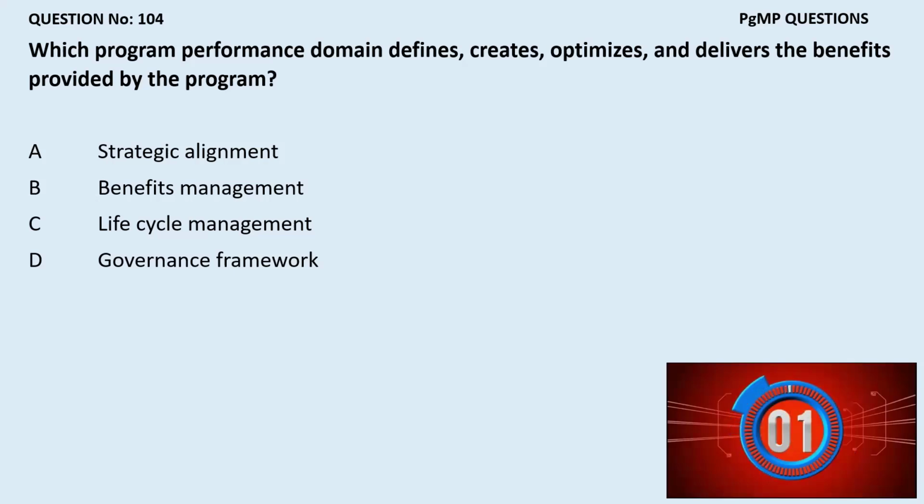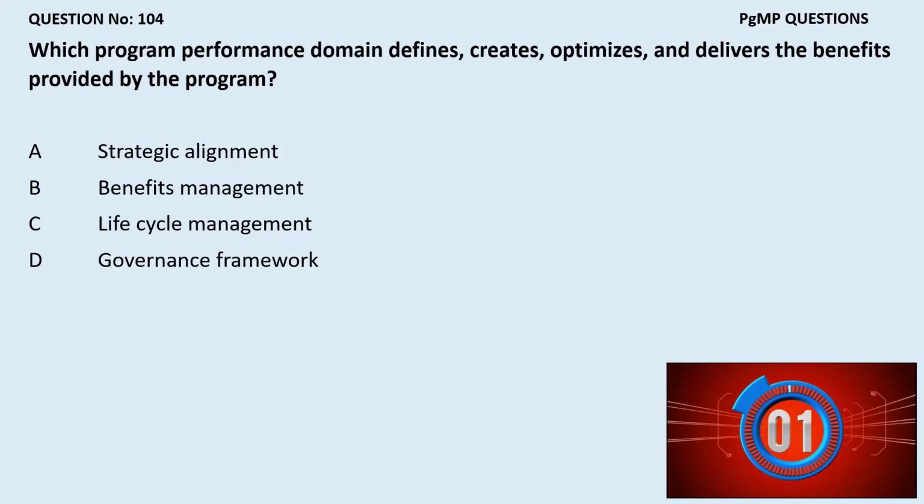Irfanullah sahab. Ms. Grishma, why C? You are thinking of a governing type of situation. No, which program performance domain defines, creates, optimizes, and delivers the benefits? Governance is not going to be the complete life cycle management. Yes, because you are defining, creating, and optimizing, or delivering the benefit.